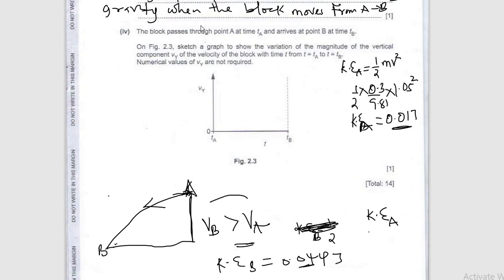So I'm correct. The velocity at B should be greater than velocity at A. So like I said, it's increasing from A. From A, velocity is increasing. So from the question, at A is TA, at B is TB, so you're going to have a straight line like this. This is velocity at A, and this is velocity at B. B is greater than A, so this should be the graph.